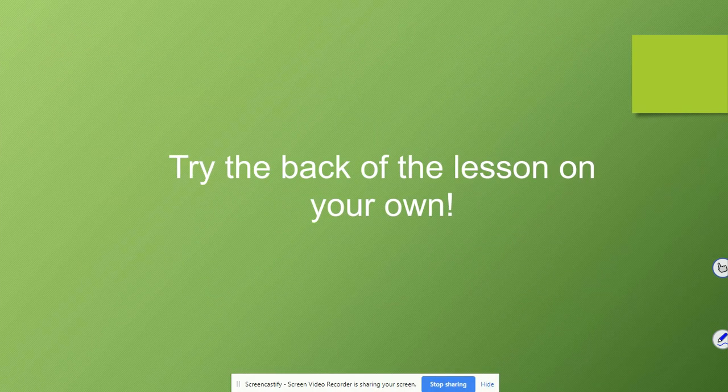You're going to be on your own for the back of the notes. So take your time and work on that problem. Raise your hand if you have any questions that I can clarify for you before moving on to your exit ticket.